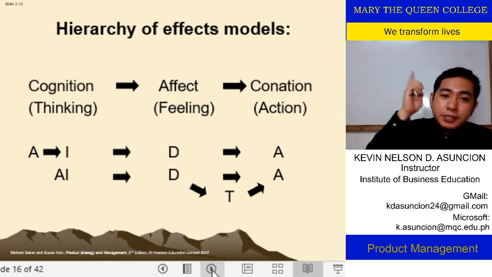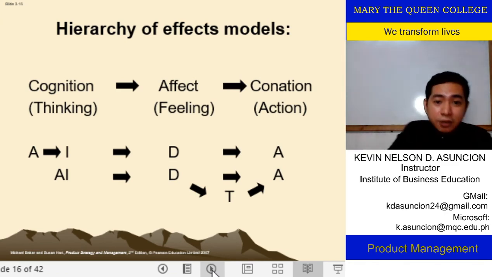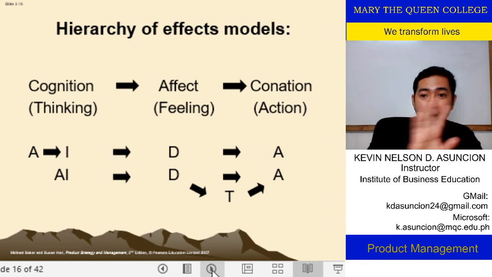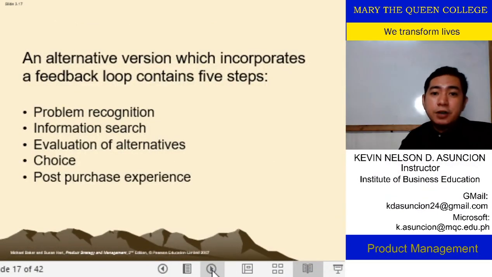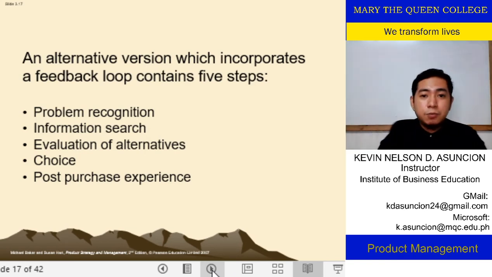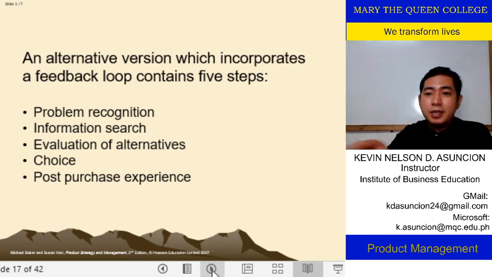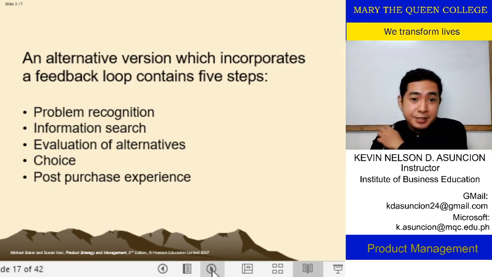So, it first focus on the attention, naging interest, and then naging desire, at nag-take ng action. Okay? So, ganun yung itsura ng cognition. Okay? Then, an alternative version which incorporates a feedback loop contains 5 steps. Problem recognition, you recognize the problem, and then hanap ka ng information, evaluate alternatives, your choices, and what are your feelings after post-purchase experience. No?